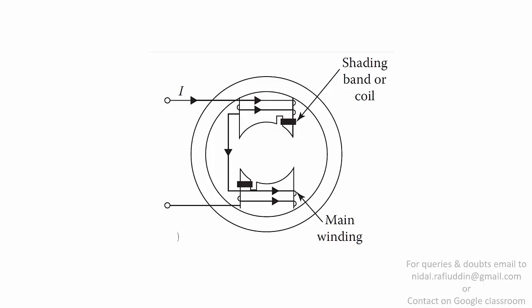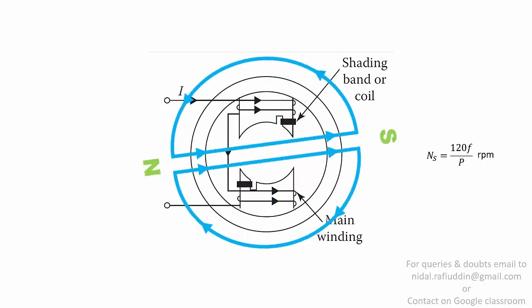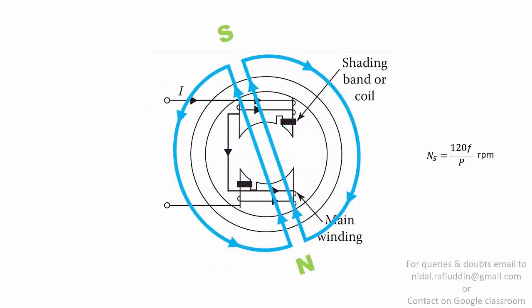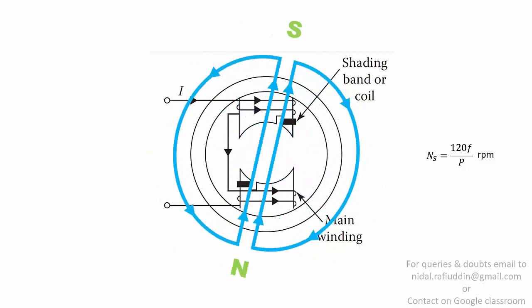So shown over here in this figure is a shaded pole type of motor. In fact, it's a stator without rotor. So all these types of motors produce a rotating magnetic field. The figure shown over here is a shaded pole type, which when energized produces a rotating magnetic field like this, which rotates at a speed of ns equal to 120 f by p, where f is frequency and p is the number of poles.